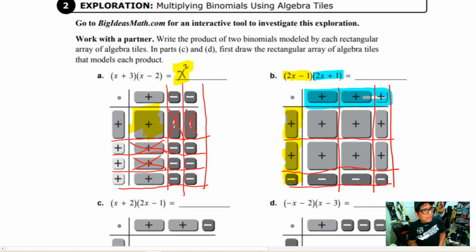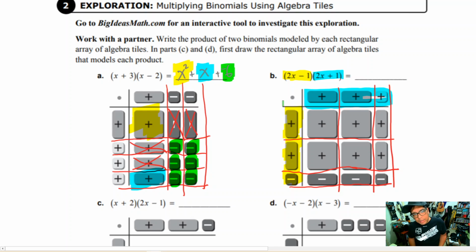And then the only thing I have left is this one x tile. So this is going to be plus that lonely x tile. And then the last tiles I have left, now these don't have any zero pairs, so they're just going to stay. That's 1, 2, 3, 4, 5, 6 of them, and they are negative tiles, so this is plus a negative 6.